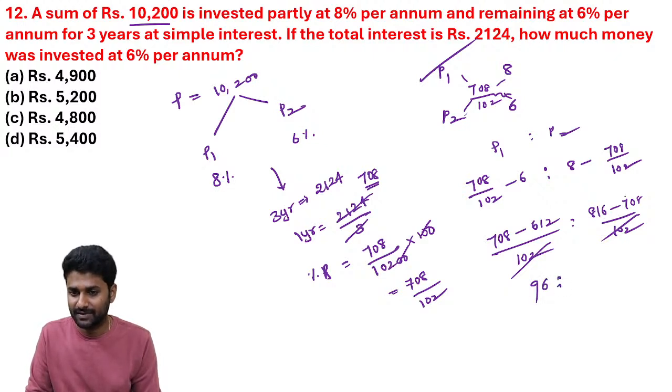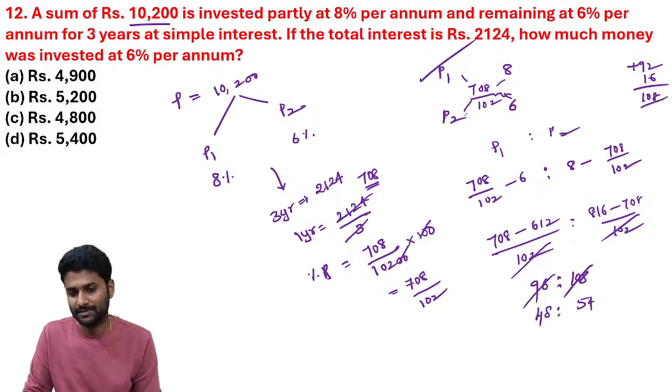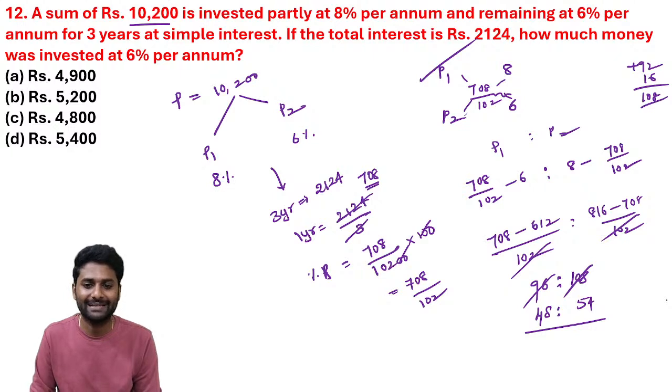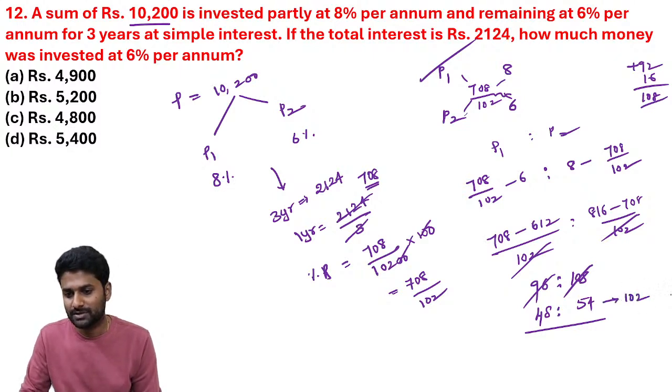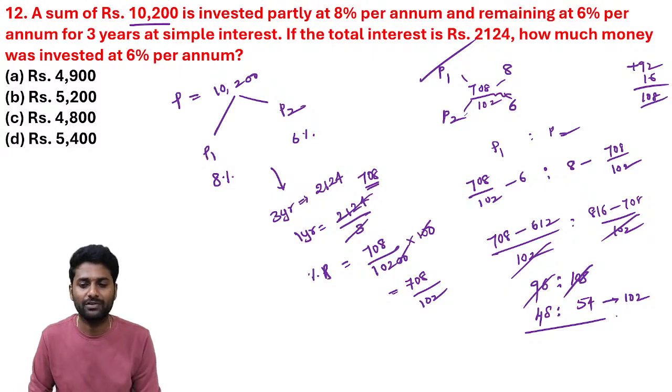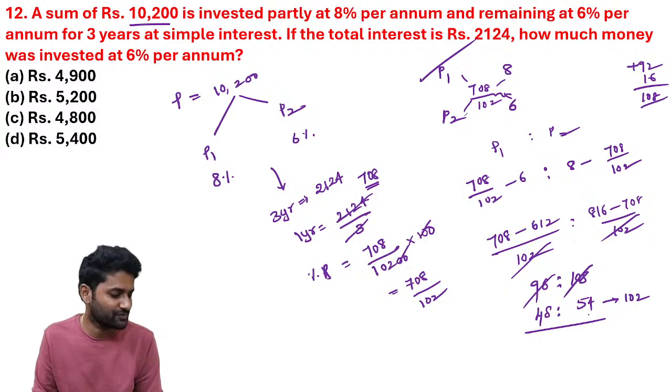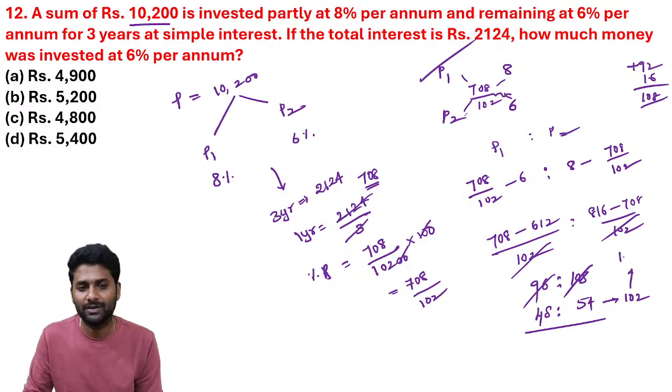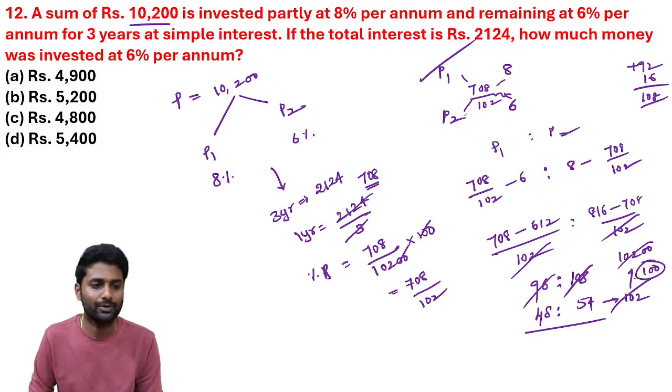Now see again the difference here. Plus 92 plus 16 is 108. Cancel here 54 times. Cancel here 48 times. Now it is in the ratio of 48 is to 54. If you go through the sum, the total is 102. If I have 102, 48 units for P1 and 54 units for P2. But the principal value is 10,200. So each unit value is equal to 100 rupees.